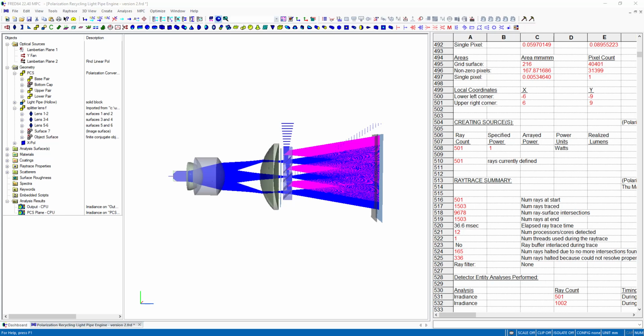In Thread 22.4, one of the new features that's been added is the support for the GPU to trace polarized rays, which means that we can now ray trace polarization sensitive systems at high speed using our GPU in Thread MPC. So to demonstrate that here, I have a little system.